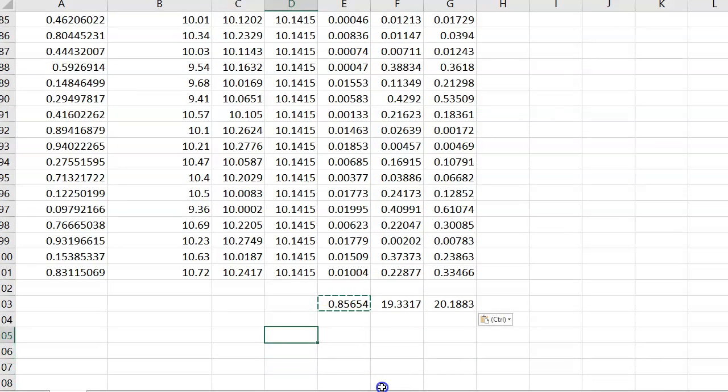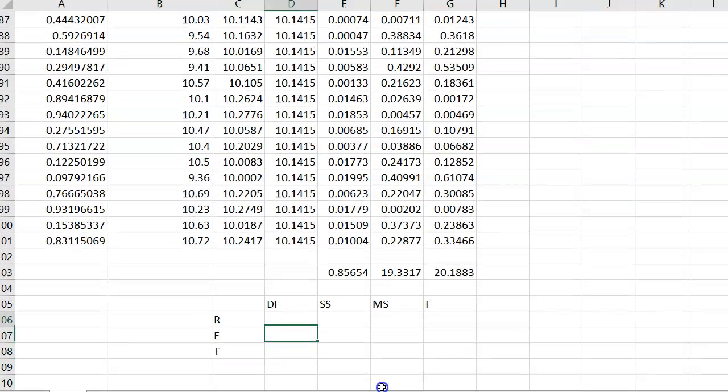Let's go ahead and make us an ANOVA table. Degrees of freedom, sums of squares, mean square, F. And for the regression, error, total. Let's see, 100 data points. So 99, this will be 100 minus 2 is 98. And this is always 1 automatically.